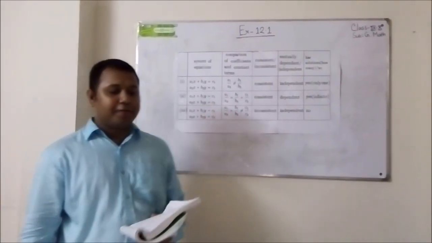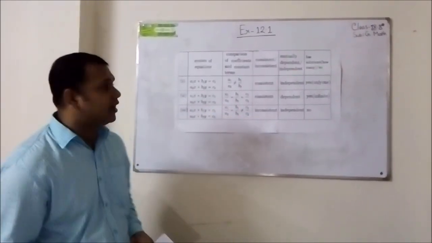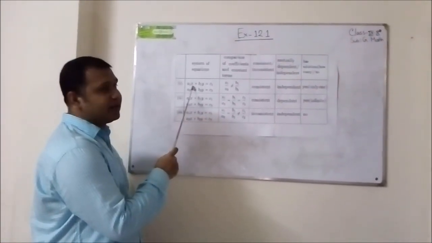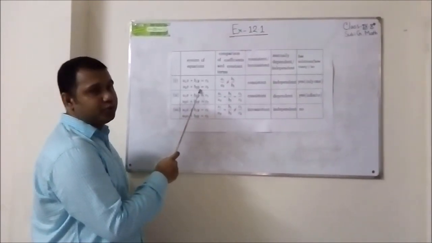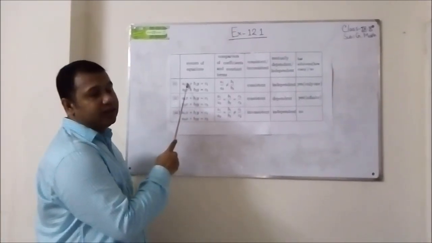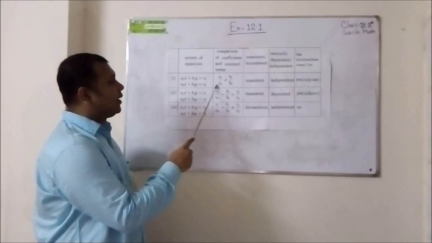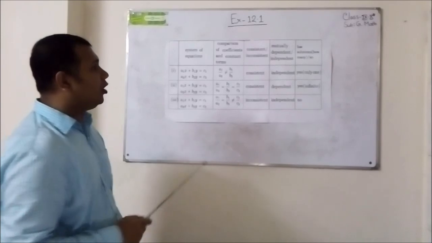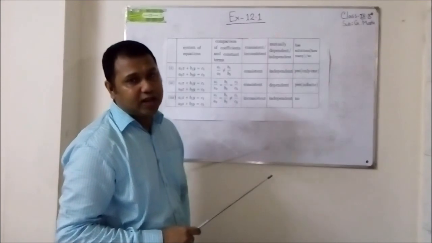After discussing the comfortability for the solution of simple simultaneous equations in two variables, we get a chart like this. Let the system of equations be a1x plus b1y equal to c1 and a2x plus b2y equal to c2. If we compare the coefficients of x and y, that is a1 by a2 and b1 by b2, and they are not equal, we call the equations consistent, independent, and it has one solution.